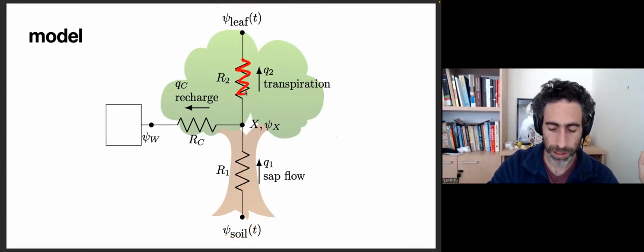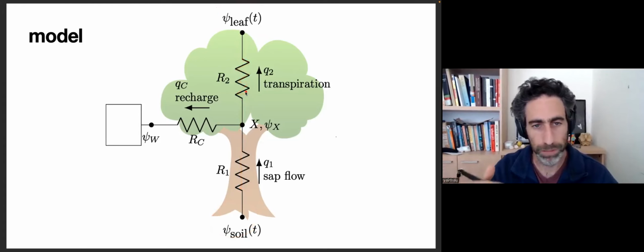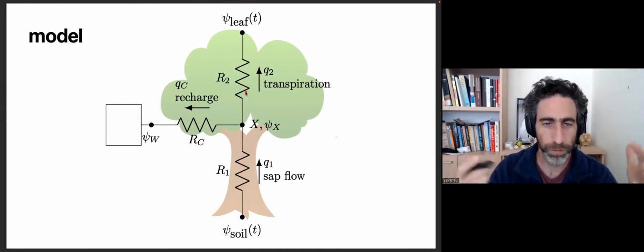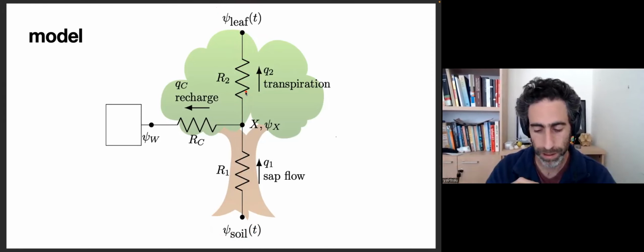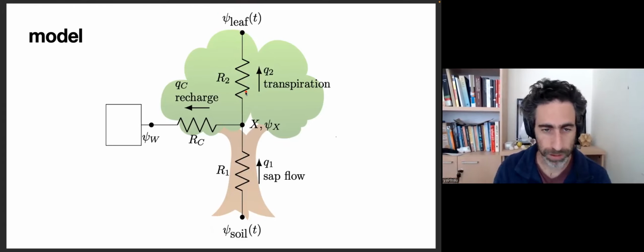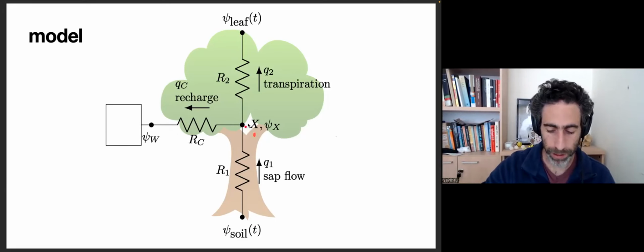And these resistors here are drawn because water doesn't flow for free. There's some internal friction there. In terms of plant behavior, this is the hydraulic conductivity of the xylem. Okay. And somewhere in the middle of the tree, there's an X here.